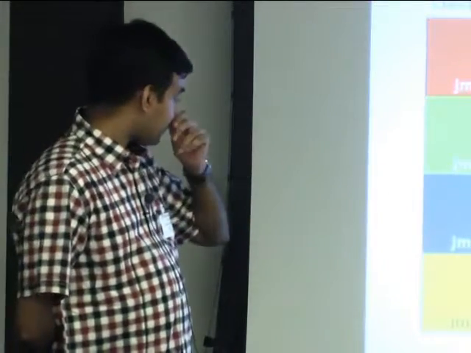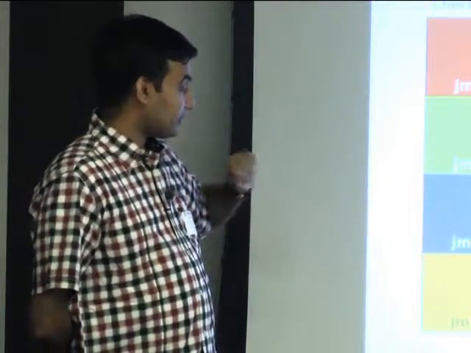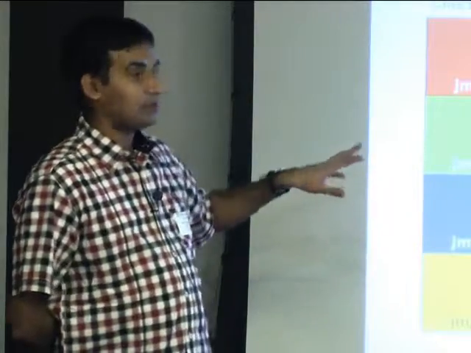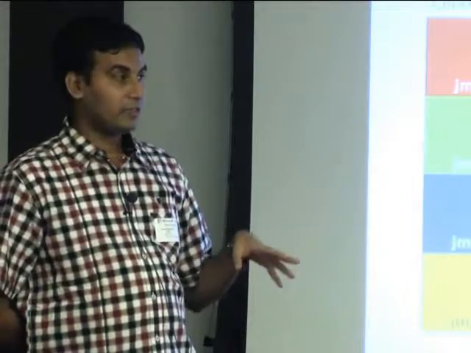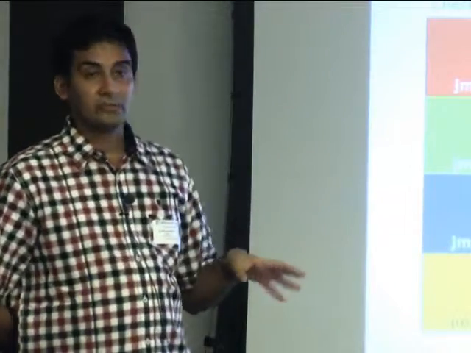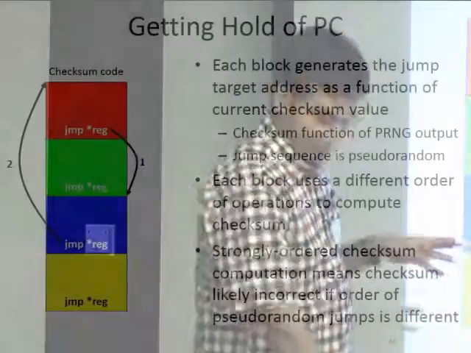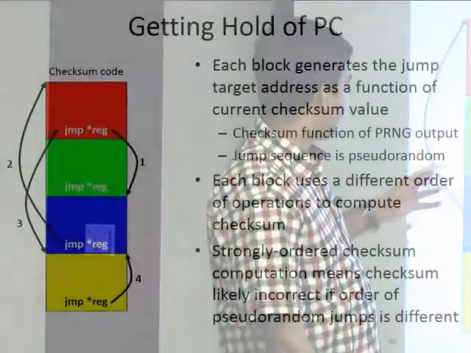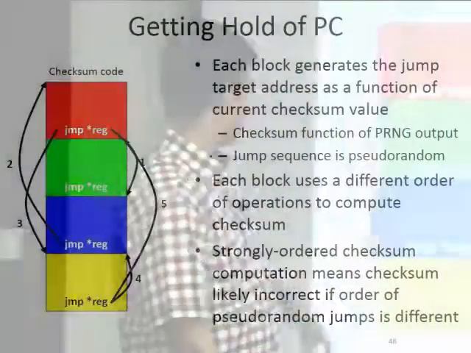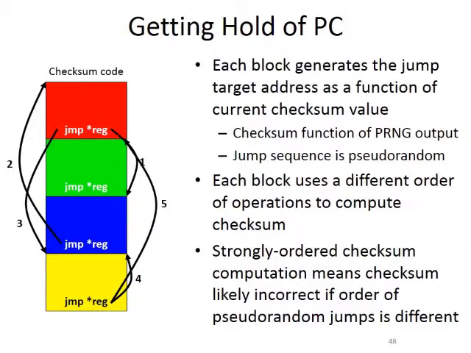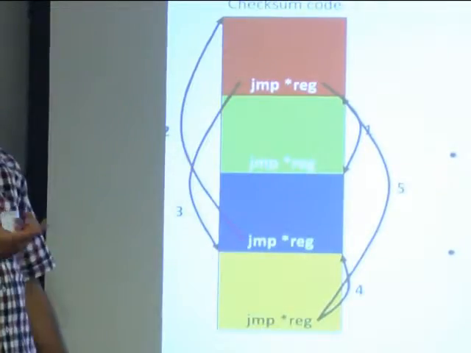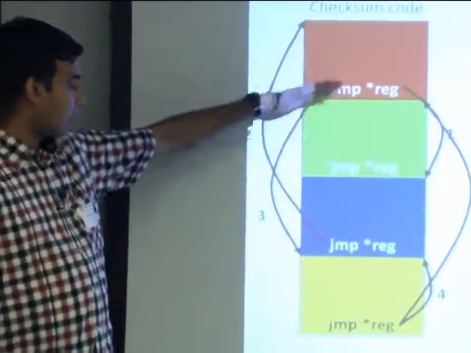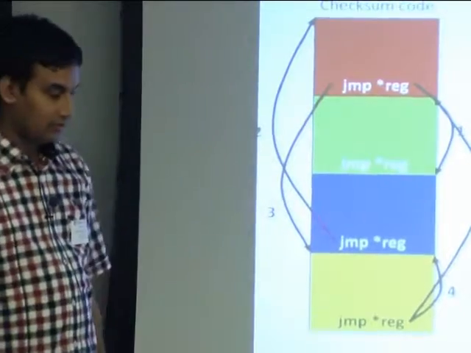So based on these two properties, we come to the conclusion that if the attacker in fact does not perform the pseudorandom jumps correctly, with high probability the checksum will be incorrect. Okay, so pictorially, as you see, the blocks sort of jump around. The last instruction is an indirect jump to register type of instruction. So the value of the jump target is computed within the block, loaded into the register, and you simply jump to that, right? So that's how it goes.